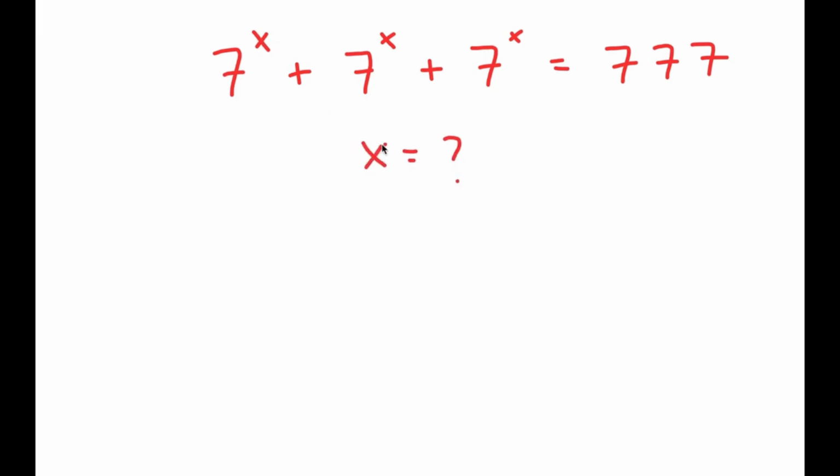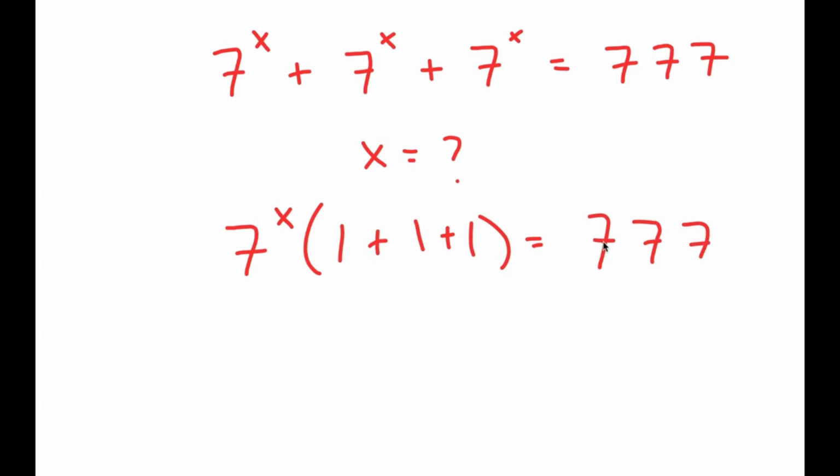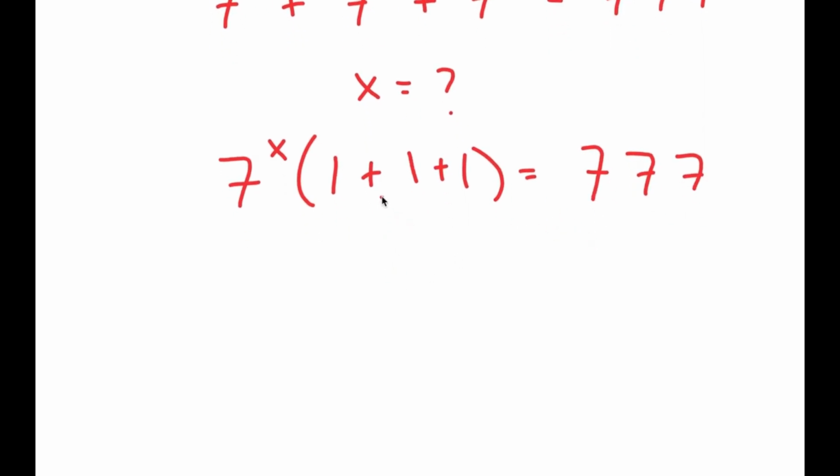So to do that, what I'm going to do is factor out 7 to the power of x from my left-hand side because we have the same term 3 times. So now I get 7 to the power of x times 7 to the power of x divided by 7 to the power of x is 1. So I have 1 plus 1 plus 1 is equal to 777. Now 1 plus 1 plus 1 is 3. So I get 3 times 7 to the power of x is equal to 777.